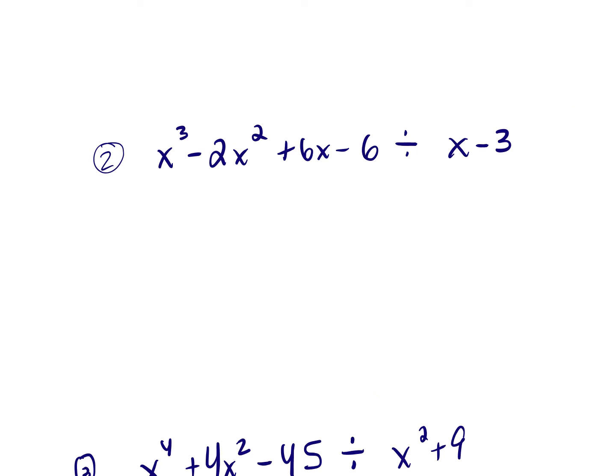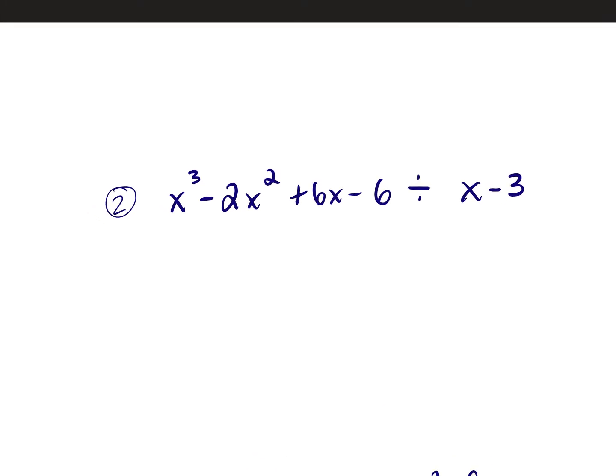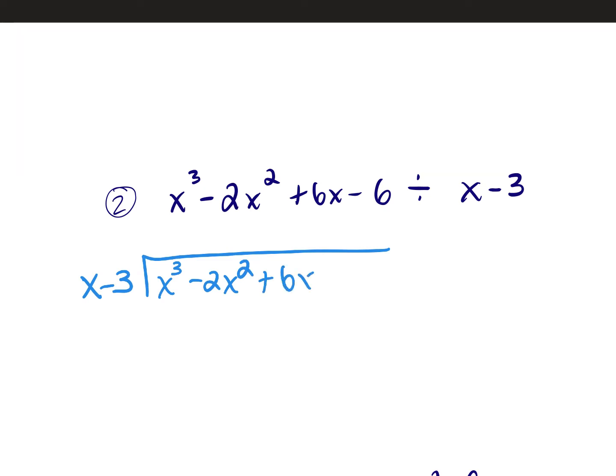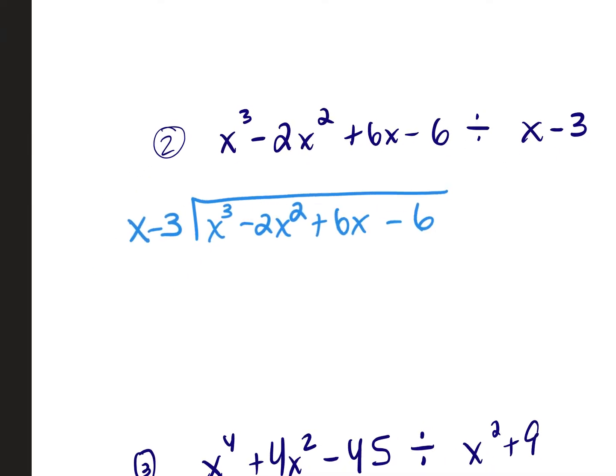All right, let's get our division set up. This says x cubed minus 2x squared plus 6x minus 6 divided by x minus 3. So what goes on the outside? Okay, I'm going to write my x minus 3 on the outside. And on the inside, I'm going to rewrite my polynomial. x cubed minus 2x squared plus 6x minus 6. Am I written in standard form? Yes. Do I have any gaps or anything? Nope, I have an x cubed, I have an x squared, I have an x to the first, and I have a constant. So let's get our long division going.